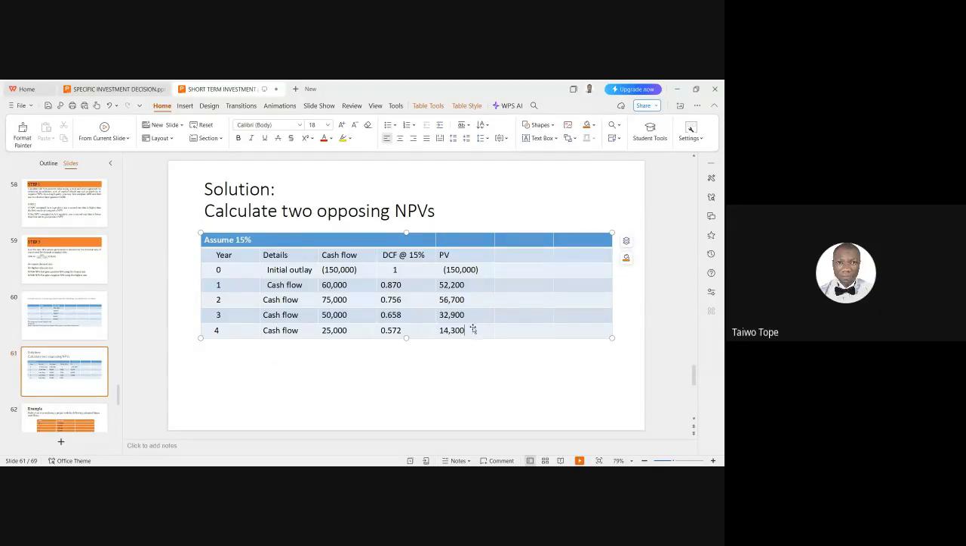Your NPV will be what? 6,100. Using 15%, we are able to arrive at a positive value. For you to get a negative value, what are you going to do?